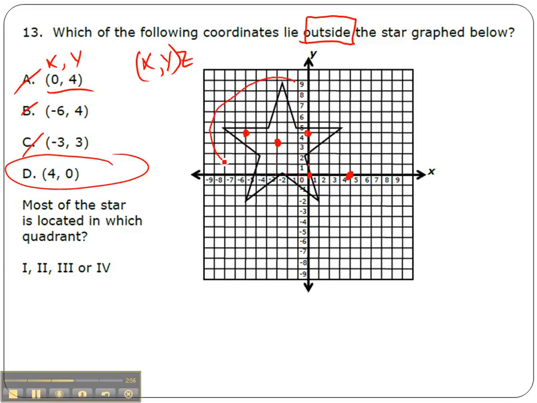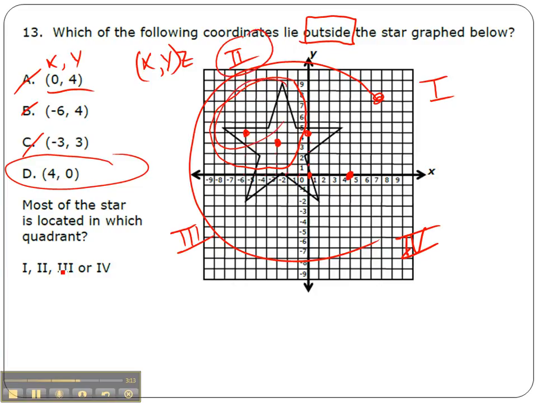Well, you can see that most of the star is in this quadrant. And then we make our C. C for Colby, number the quadrants. C starts in quadrant 1, passes through quadrant 2, then passes through quadrant 3, and finally ends in quadrant 4. And most of the star is in quadrant 2.